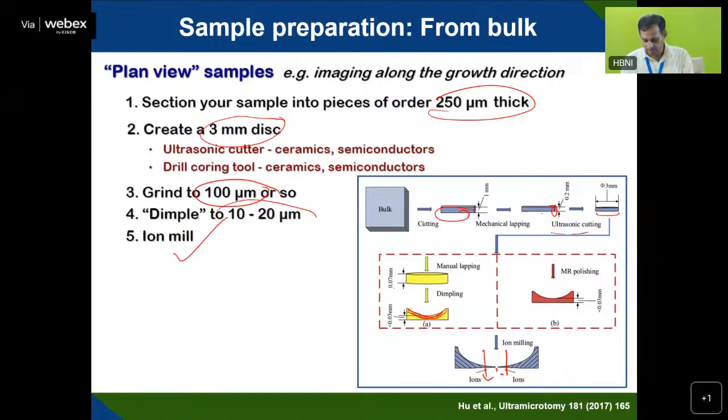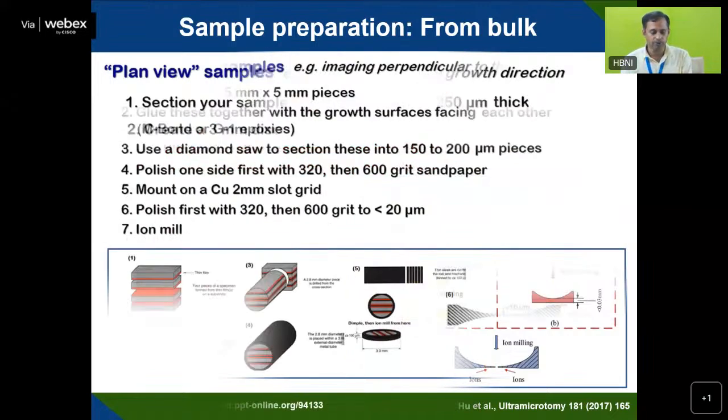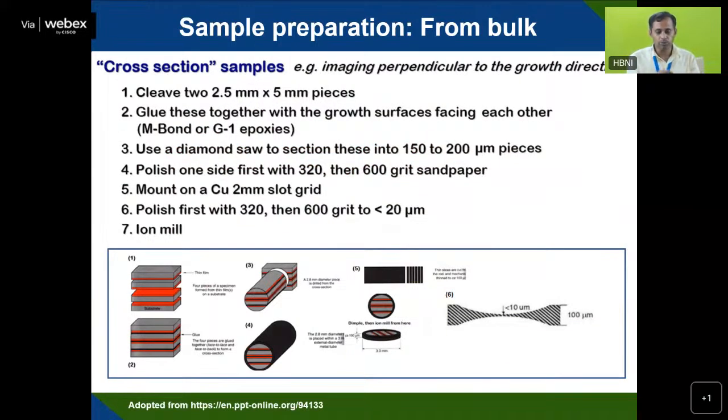Then by ion milling, you can prepare this type of sample. If you want to see a cross-section image, you can see each layer: the substrate and the different layer structures you want to see. Then you have to join them by glue, and cut with a diamond saw section.